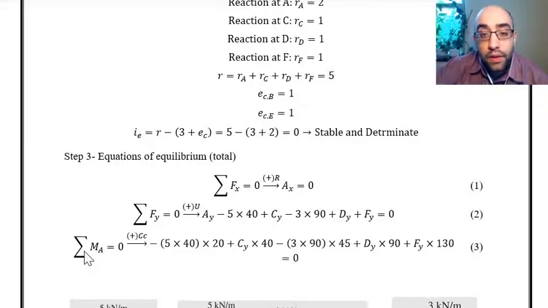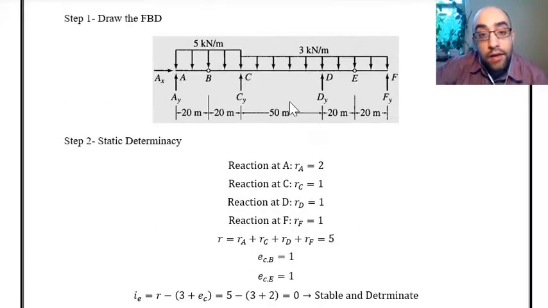What should I do? I have to take advantage of those equations of condition, or in other terms, I have to take advantage of these hinges in the beam. I have one hinge at point B and one hinge at point E.